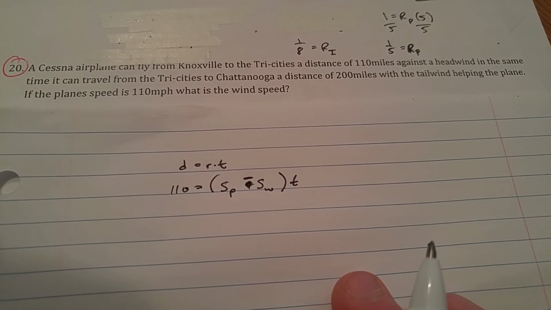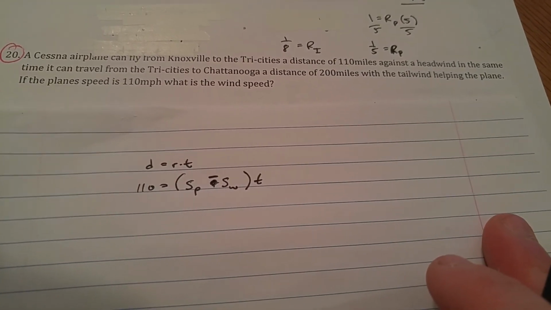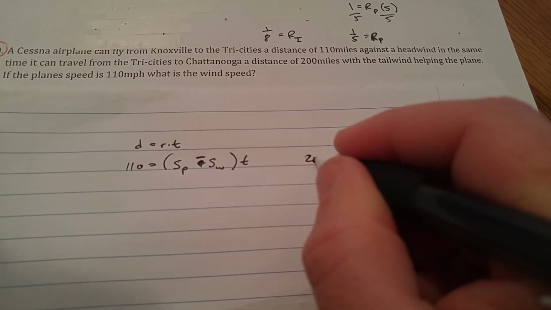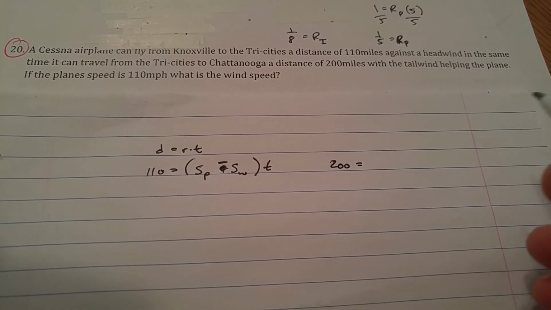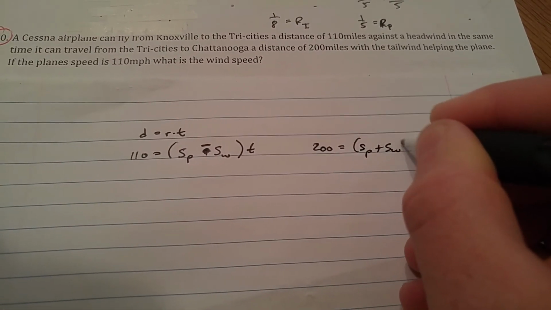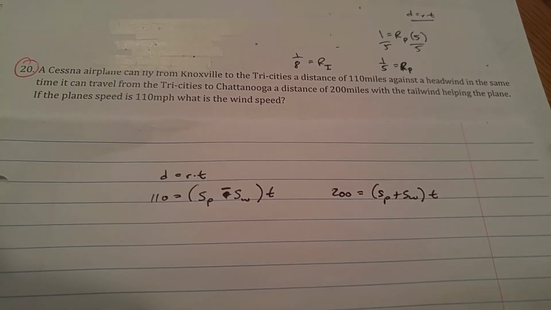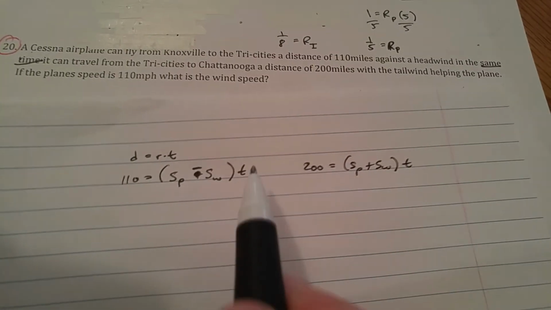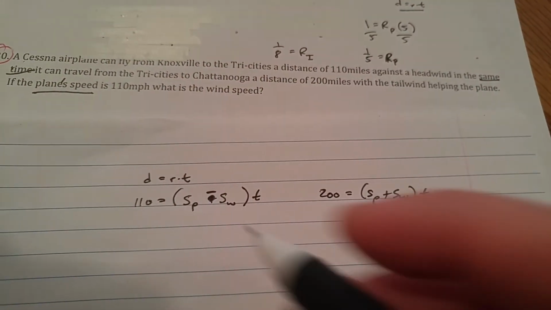Okay, we also know that the same plane can travel from the Tri-Cities Airport to the Chattanooga Airport, which is a distance of 200 miles, with a tailwind. That means that it's pushing the plane along. So this time we have the speed of the plane plus the speed of the wind. And what we're told is that this happens in the same amount of time. So this t is the same as this t. Right? And we're also told that the plane's speed is 110.